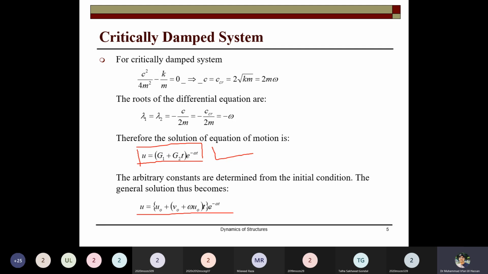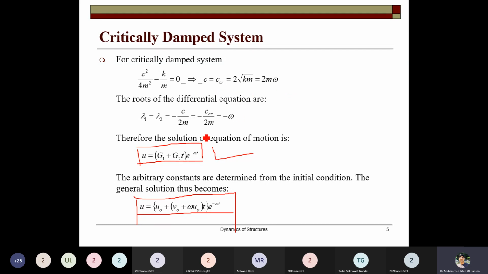So there are now the three cases. For the critically damped system, the response will be different. For the underdamped system and for the overdamped system, the response will be different. That's why the three different cases of u are provided here. First one is for the critically damped system. When you put the discriminant equal to 0, C is equal to 2m omega, because C is equal to C critical.